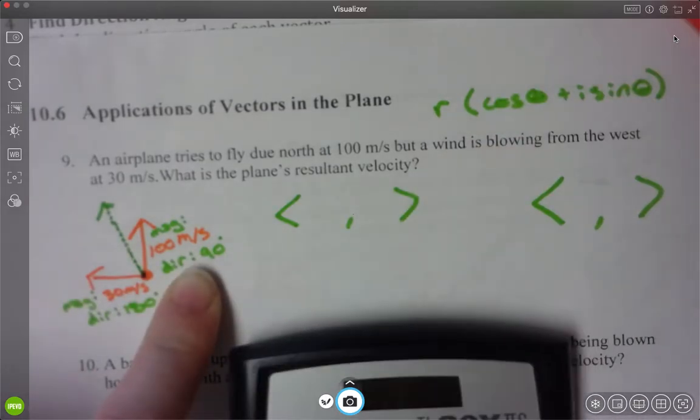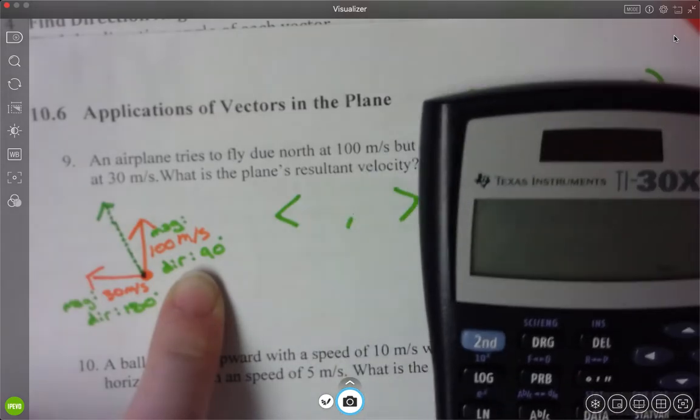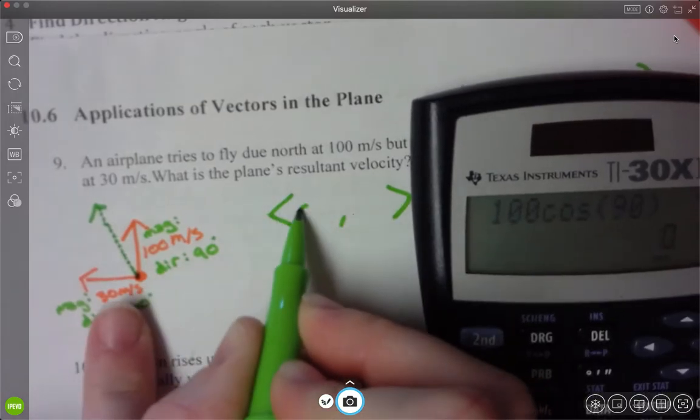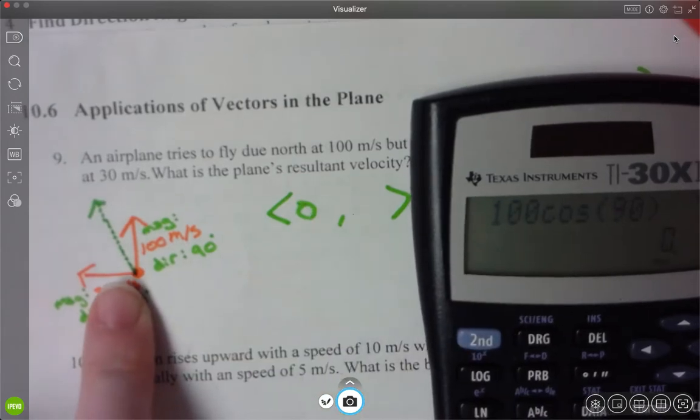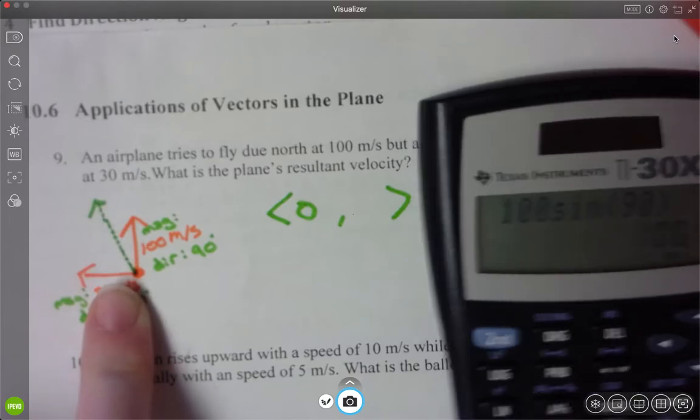So for this component form, I'm going to take 100 times cosine of 90. Cosine of 90 is 0, times 100 is still 0. So this is the point 0, comma. I'm going to do 100 times sine of 90 degrees. Sine of 90 is 1, and 1 times 100 is 100.